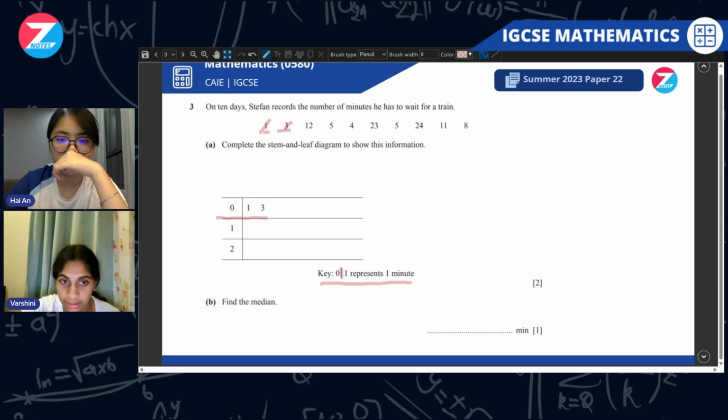It has a 1 in the tens place, so we can leave that for later. Now we have 5 over here, 4, 5 again, and we can rule out 23, 24, and 11 because they all have something else in the tens place, and 8. So we have 5, 5, 4, and 8. Out of these, we know 4 is the smallest, and remember, we have to rank these in ascending order.